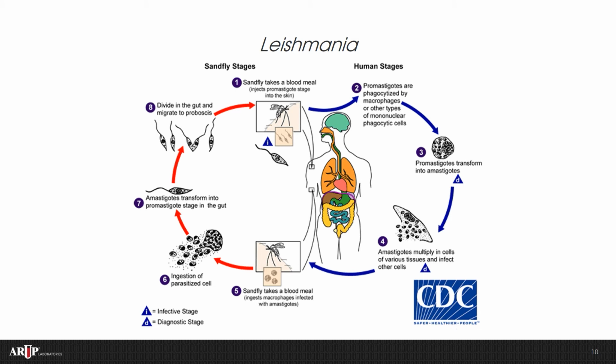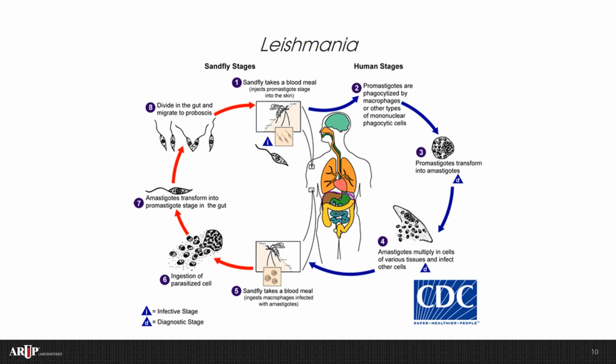Leishmaniasis is found in parts of about 88 countries. Most of the affected countries are in the tropics and subtropics. Leishmaniasis is transmitted by the bite of infected sandflies. The sandflies inject the infective stage, promastigotes, during blood meals. Promastigotes that reach the puncture wound are phagocytized by macrophages.